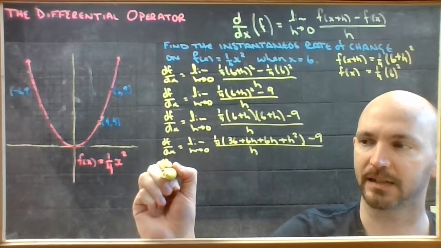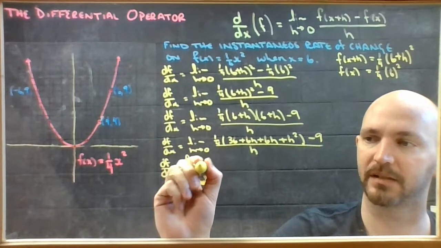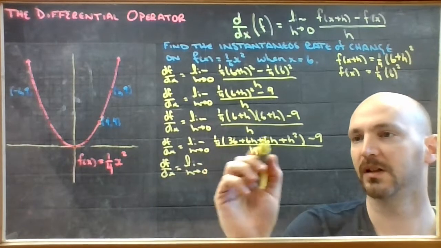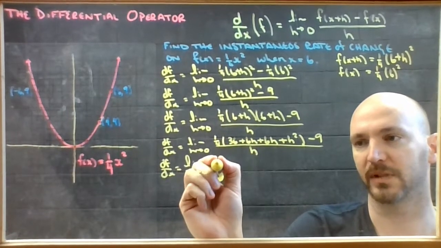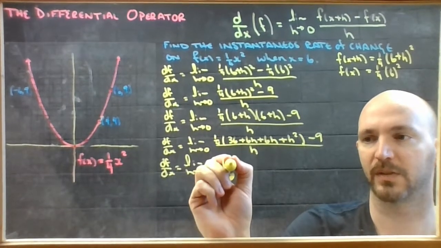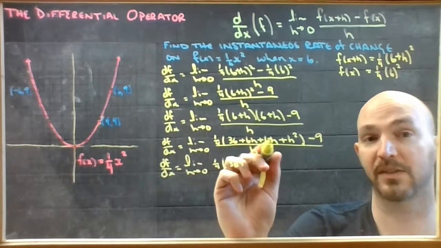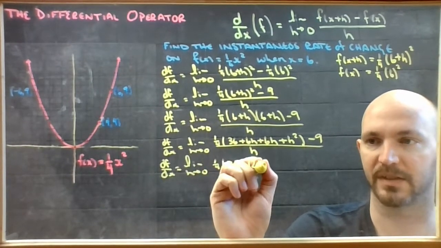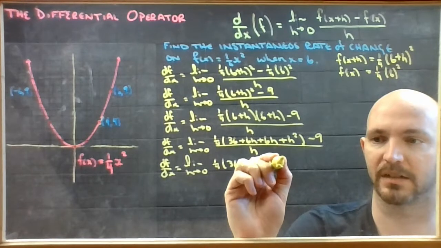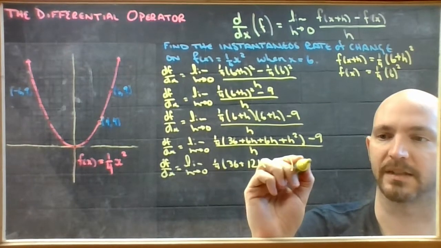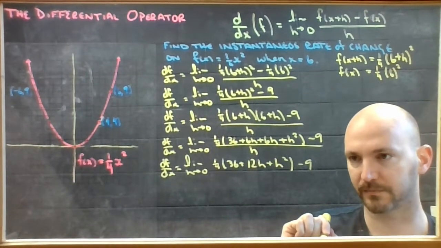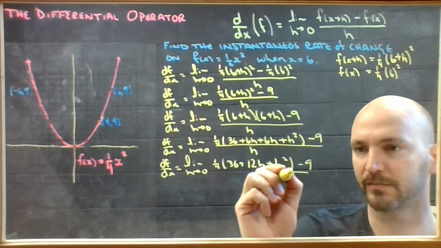df by dx is the limit as h goes to 0 of 1/4, let's see, 36 plus 8, 6h's and 6h's is 12h's, and then there's an h squared here, minus 9, all over h.